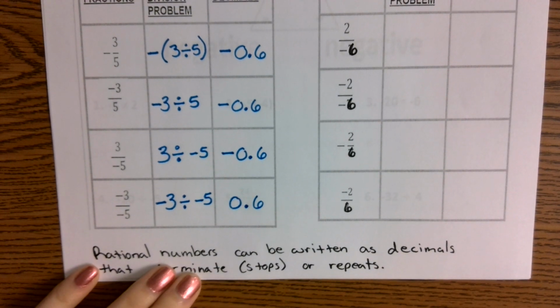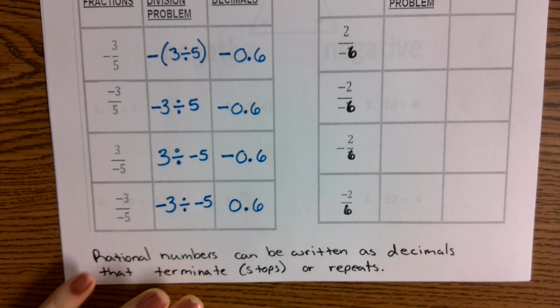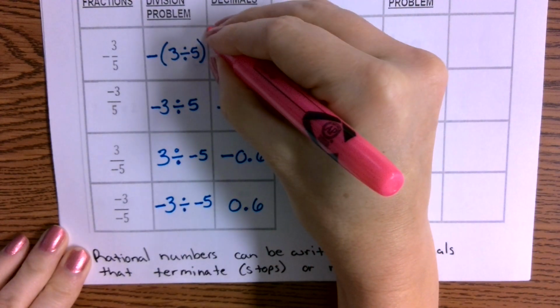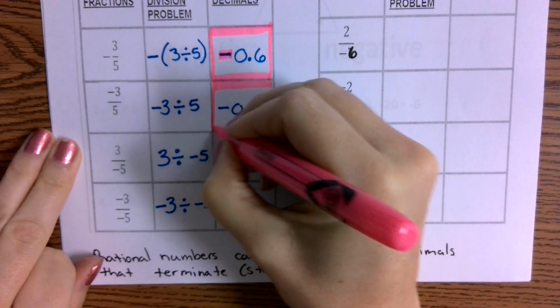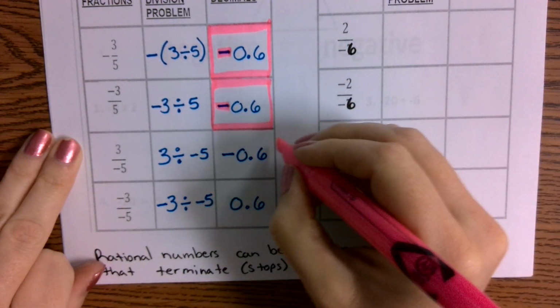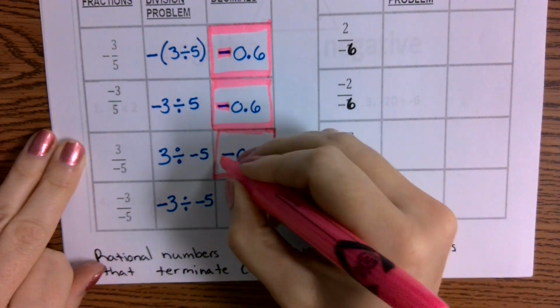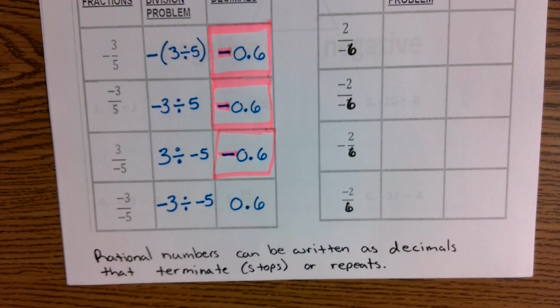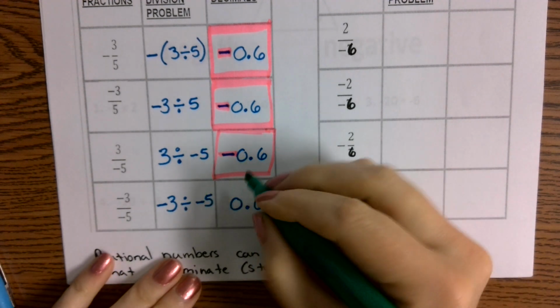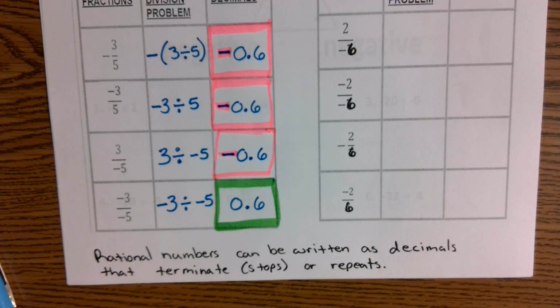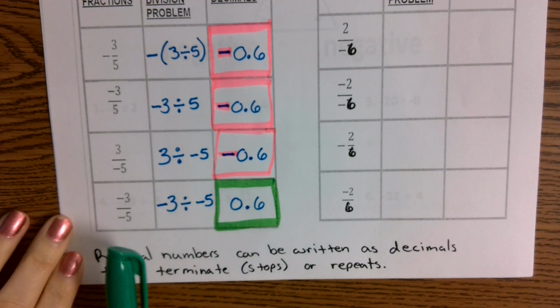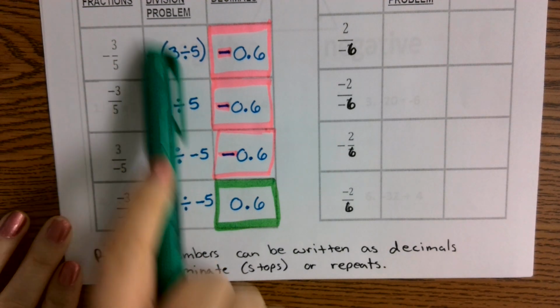So which one is not like the others? The last one. All the rest of these came out to negative answers. We got a -0.6. Here we also have a -0.6. Over here we've got a -0.6. The last one is the only one that came out to a positive answer. So here's my question to you. What's different about this problem that's not the same with these three?